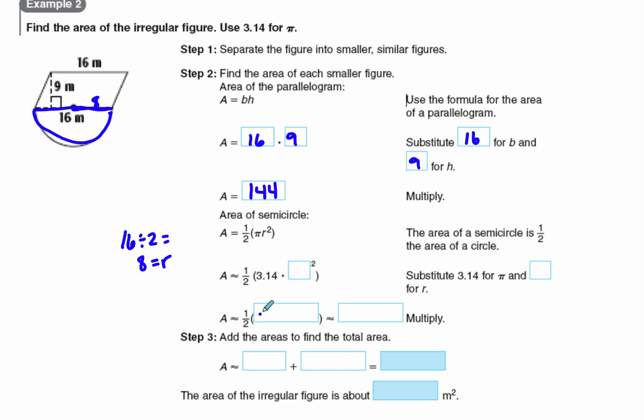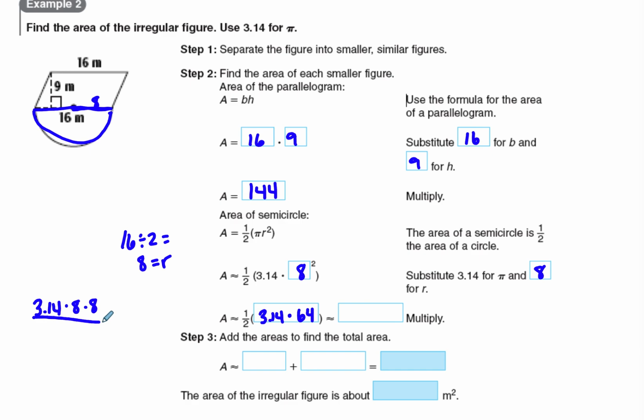Okay, so I'm going to do 3.14 times 8 squared. 8 is my radius. All right, so 3.14 times, if I did the 8 squared first, it would be 64. You could have also written it this way. I'll do it off to the side. 3.14 times 8 times 8. Instead of writing 8 squared and then finding that as 64.